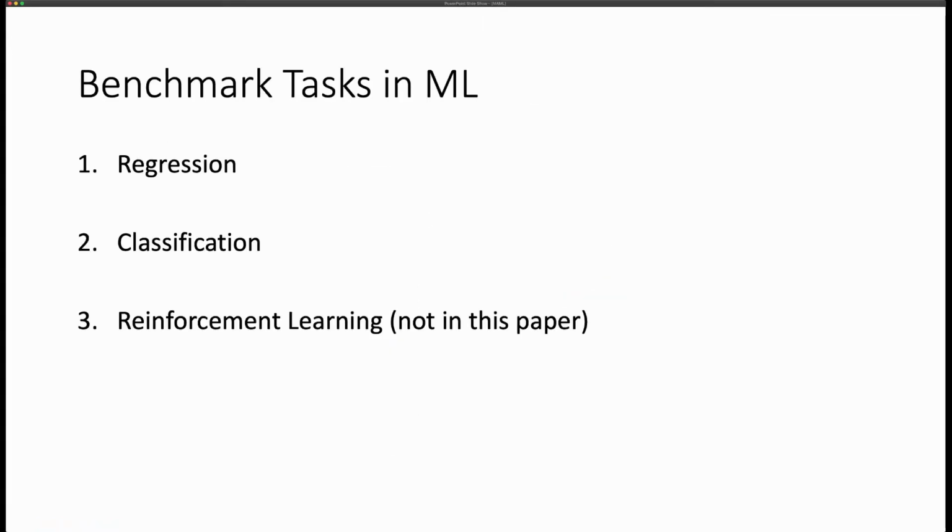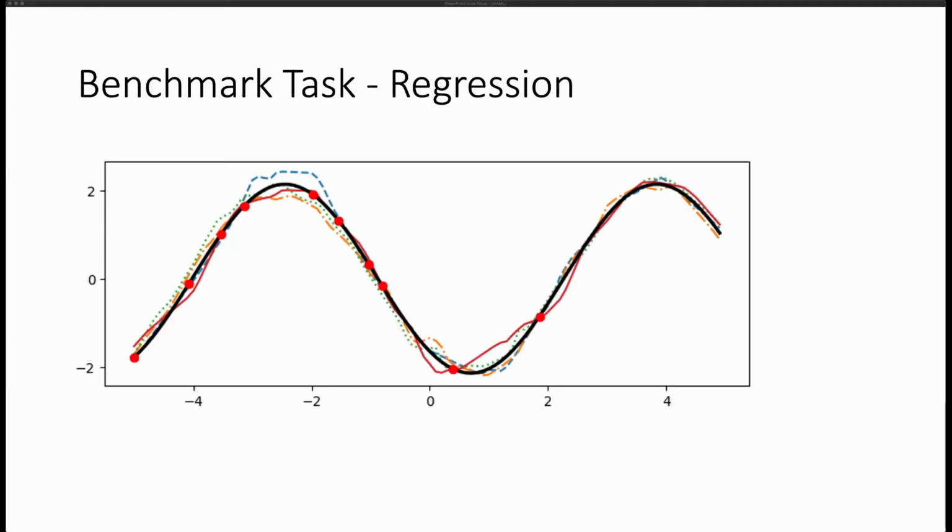In meta-learning there are three classic benchmark tasks. The first one is a regression task, the second one is a classification task, and the third one is a reinforcement learning task, but this is not done in this paper. And this is the benchmark task regression. Every sine wave is a new task. The learner gets a certain number of points and needs to adapt very fast. In this example, the learner gets 10 points for training and needs to learn to interpolate new points.